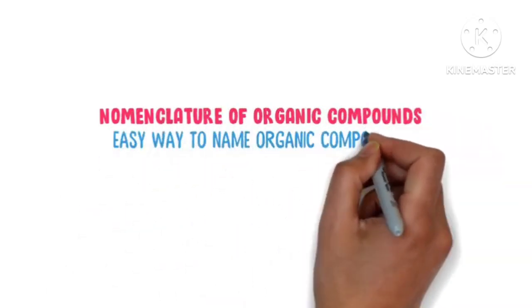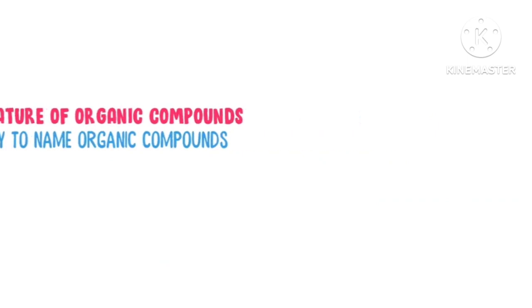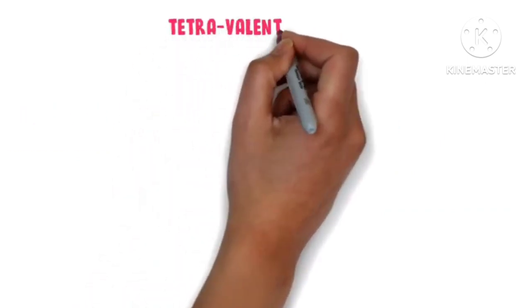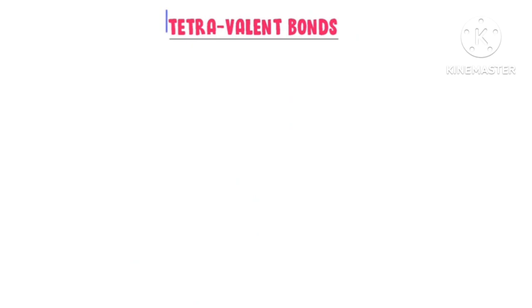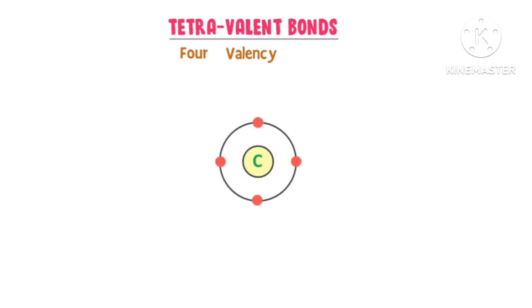Nomenclature of organic compounds and an easy way to name organic compounds. Firstly, let me teach you the concept of tetravalent bonds of carbon. The word tetra means 4 and valence means valency. For example, consider this carbon atom.